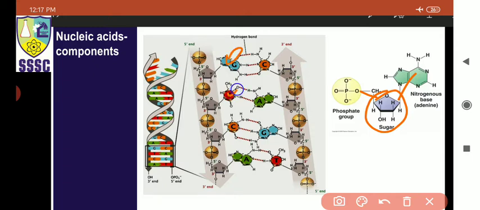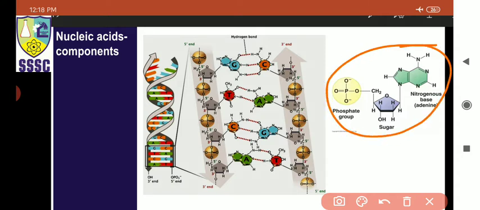All these nitrogen bases are not directly connected to the phosphate. They first connect to the sugars. So you can see, sugars are of two types. In DNA it is a deoxyribose sugar, and in RNA it is a ribose sugar. So this particular component is the smallest basic complex, that is a nucleotide.